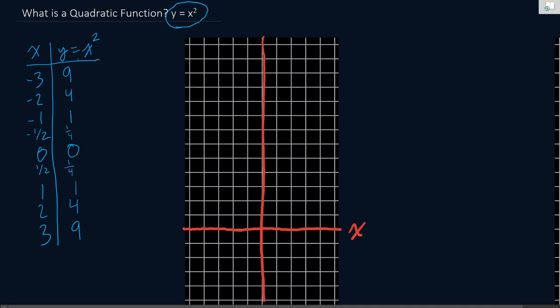So our first point here is at 0, 0. And our next point is at 1, 1. Our next point is at 2, 4: 1, 2, 3, 4. Our next point is at 3, 9. So that's 3, that's 4, 5, 6, 7, 8, 9. And because this is symmetrical, we can also just fill in our left-hand side symmetrically to our right-hand side.